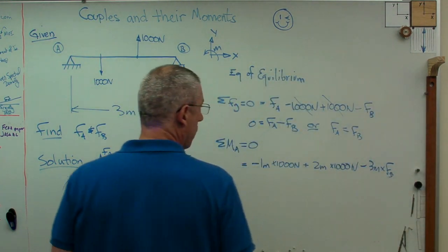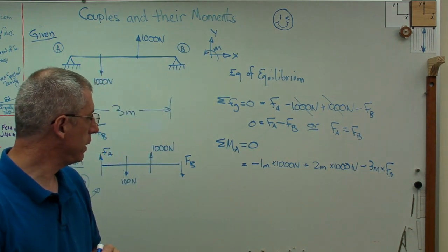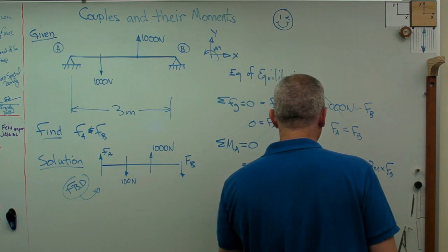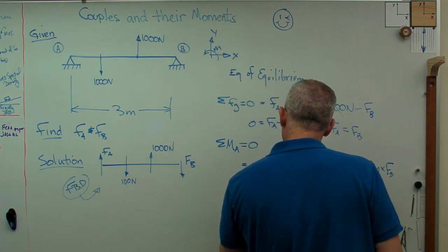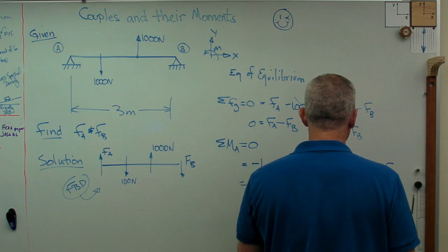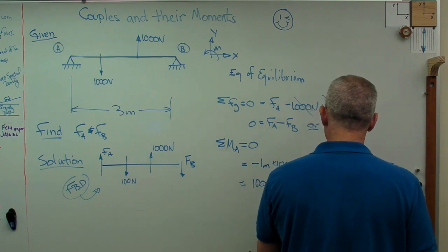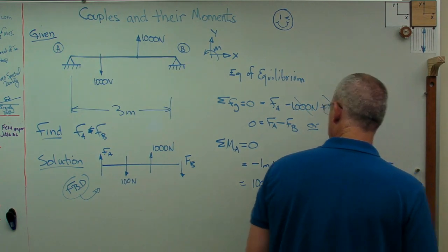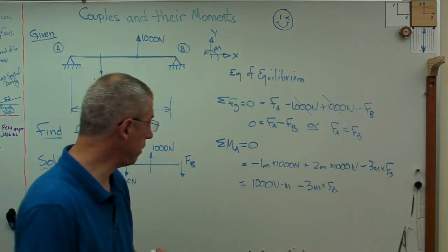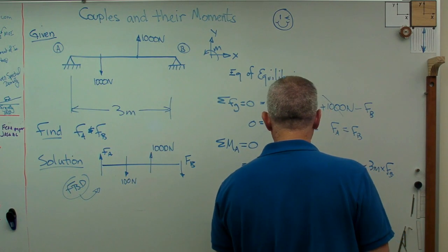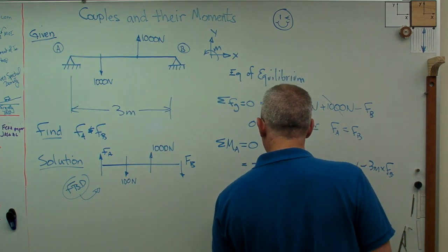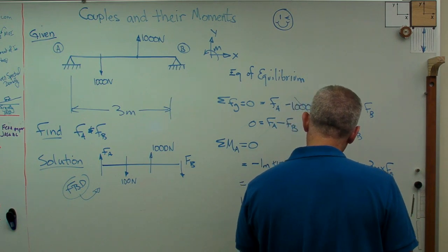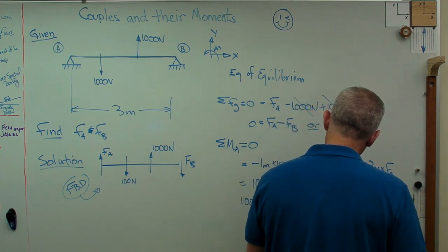Okay, get out of your way here so you can see all that. Well, let's see, what can I do here? I can combine all that, and I'm going to get 1,000 Newton meters minus 3 meters times FB, and that all equals 0. All right, so if I solve that, let me go one more step here. I can get 1,000 Newton meters equals 3 meters times FB.